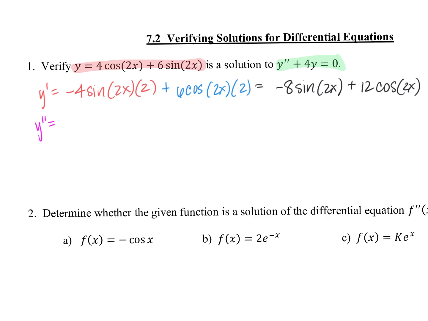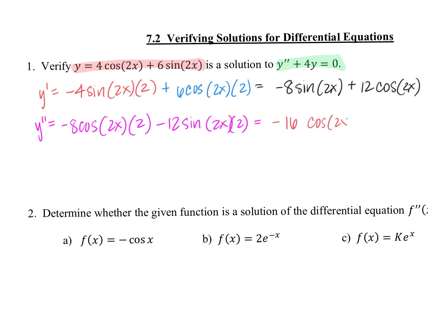Y double prime, derivative of negative 8 sine. Negative 8 cosine. Very good. Negative 8 cosine. Leave the angle. Minus 12, times 2, right? Yeah. Then minus 12 sine. The derivative of 12 cosine would be negative 12 sine of the angle times the derivative of the angle. Good. I'm going to simplify that before I go use it all. Do we agree it's going to be negative 16 cosine of 2x minus 24 sine of 2x?